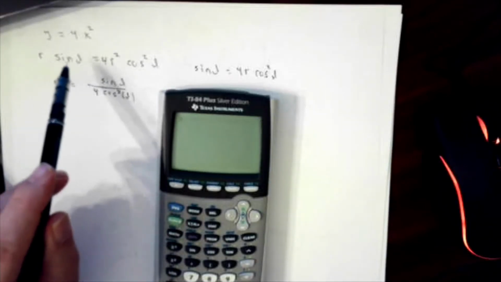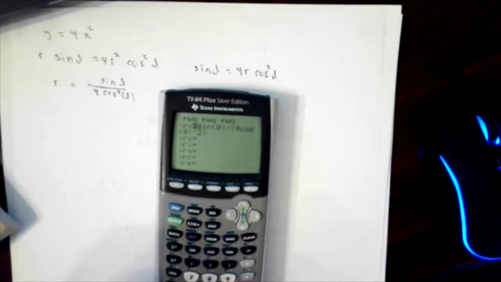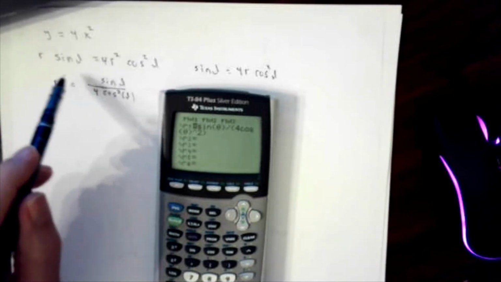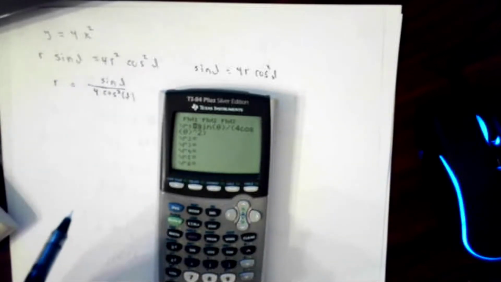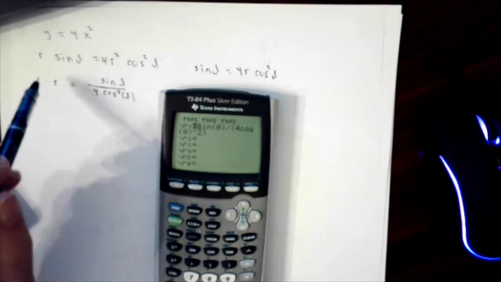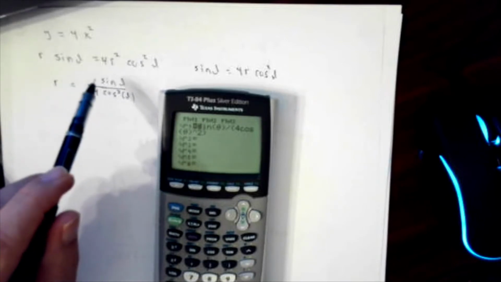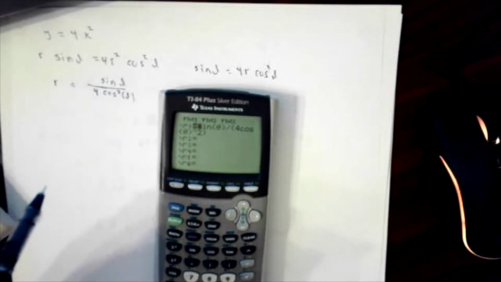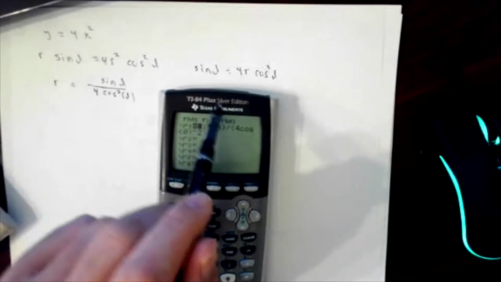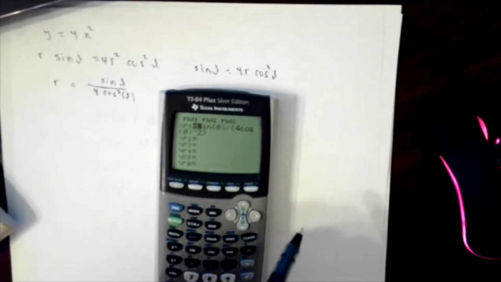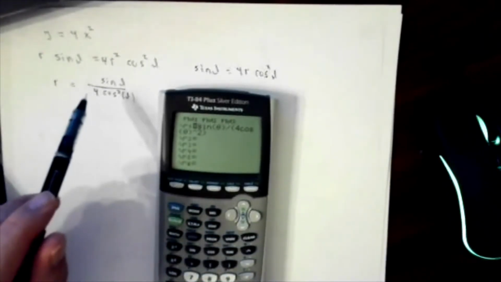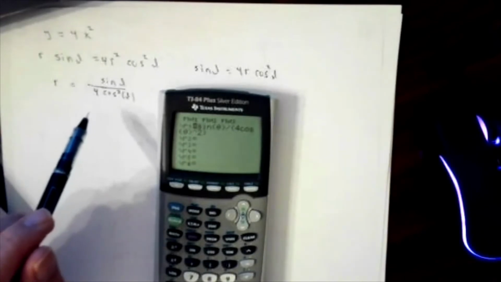Another example is y equals 4x squared, which if you convert to polar, y is r times sine theta, x is r cosine theta, so y equals 4 times x squared is r sine theta equals 4r squared cosine squared theta. Presuming that r isn't 0, I can divide it out and find out that sine of theta is the same thing as 4r cosine squared theta, which tells me that r is sine of theta divided by 4 cosine squared theta.